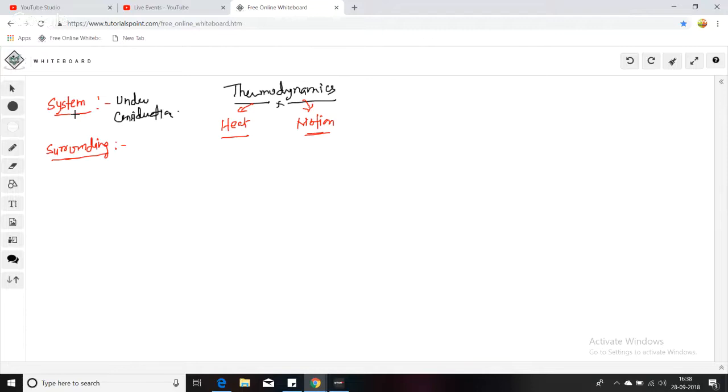Suppose in the classroom I'm talking about the whiteboard. This whiteboard is the system, and every other thing in the class is surroundings. So system plus surroundings gives you the universe. The universe is made up of system and surroundings. In this chapter we mainly deal with the system.